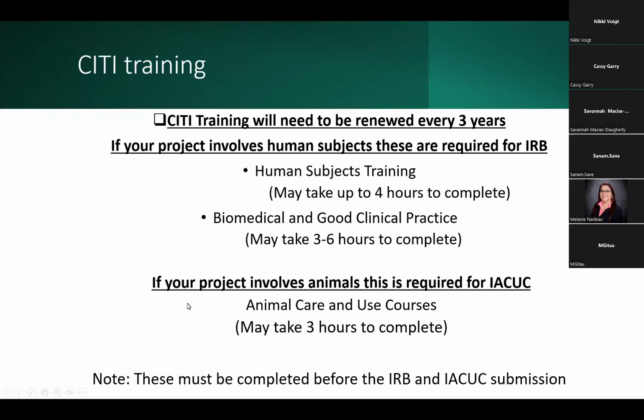So these are the trainings that you will need. CITI training is good for 3 years, and then after that, you'll just have to take a renewal course, and then that will be good for another 3 years. If your project involves human subjects, you'll have to take the human subjects training. It can take up to 4 hours to complete, and then you'll have to do the biomedical and GCP course, which can take another 3 to 6 hours. If you need IACUC approval, you'll have to take the animal care and use courses, and that can take up to 3 hours to complete.